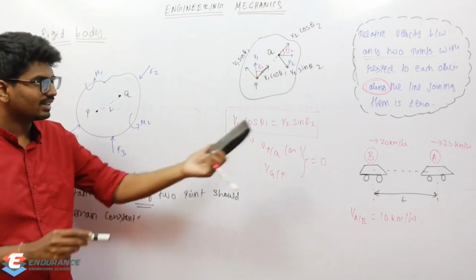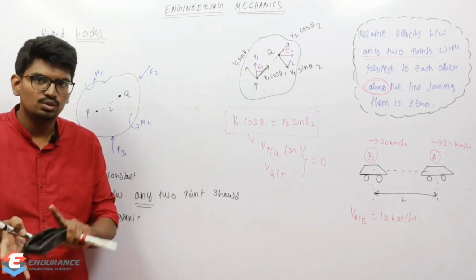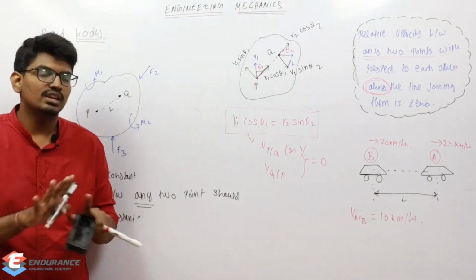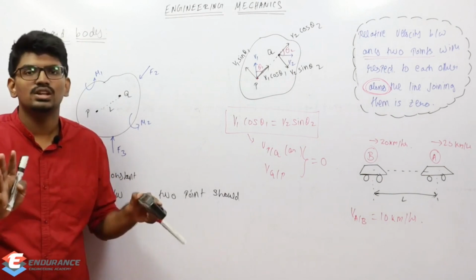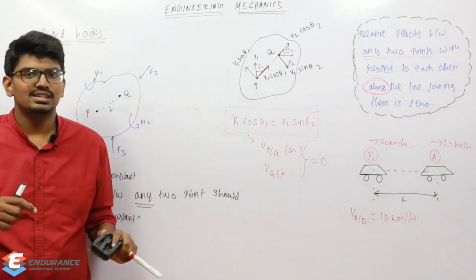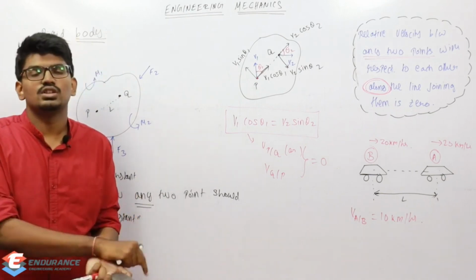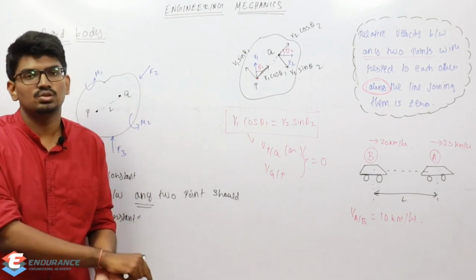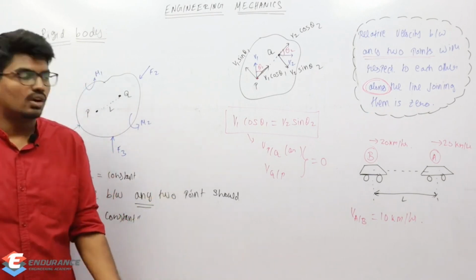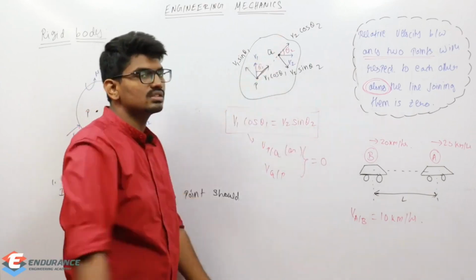So this is the dynamic definition. The static definition says the distance between 2 points should remain the same, invariant irrespective of whatever force you apply. And the dynamic definition says the relative velocity between 2 points along the line which is joining those 2 points should be 0. Relative velocity should be 0, which means velocity should be the same along the line which is joining.